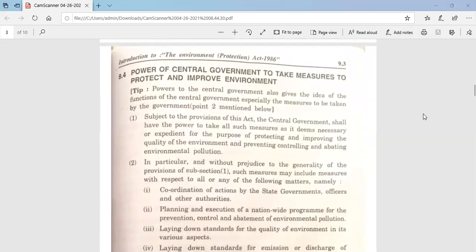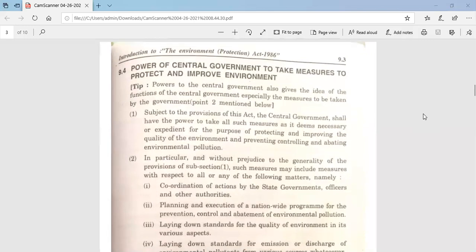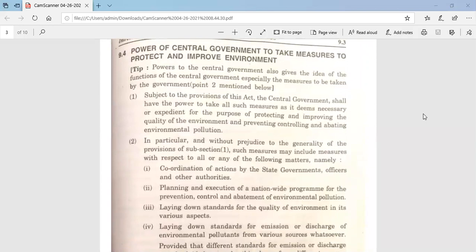Next is power of the central government to take measures to protect and improve the environment. So there are tips here: power of the central government also gives the idea of the functions of the central government, especially the measures to be taken by the government. This point may be given in point number 2, right, which is mentioned below. So talking about the first point, subject to the provisions of this act, the central government shall have the power to take all such measures as it deems necessary or expedient for the purpose of protecting and improving the quality of the environment and preventing, controlling, and abating environmental pollution.